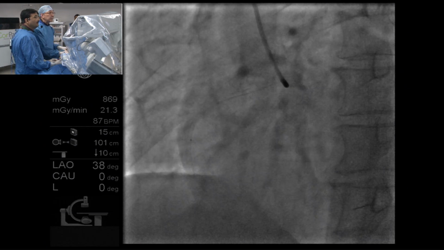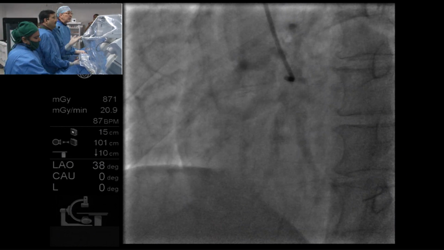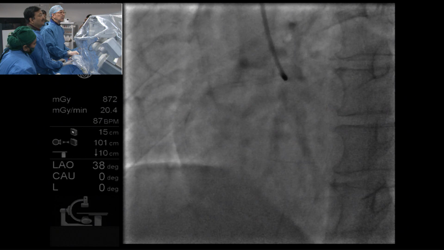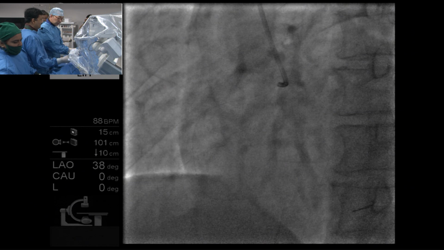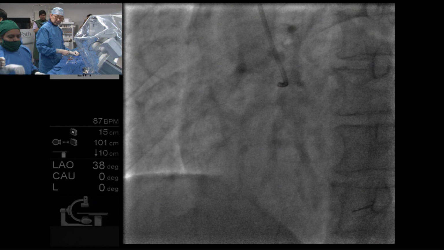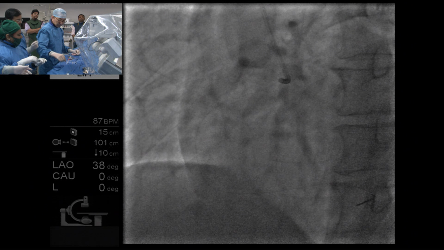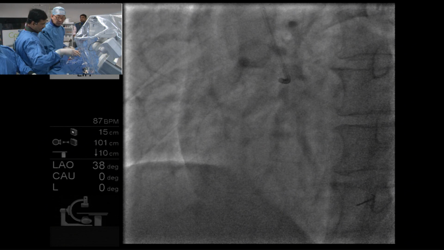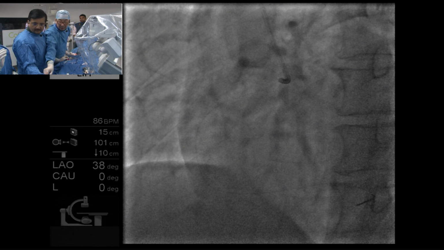Do we see anything from here? I cannot see. Let me pre-dilate it first, okay? Give me a 2.5. But I cannot go. Can I have a 2.5 Chorney balloon? 2.5, 20 or 18, 15, whichever is available. Yeah, bring it. You flush the catheter well. I think this catheter needs to be pushed in, right? So it's not pushed back in.